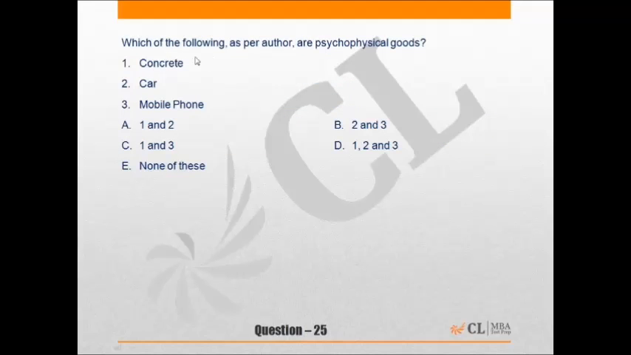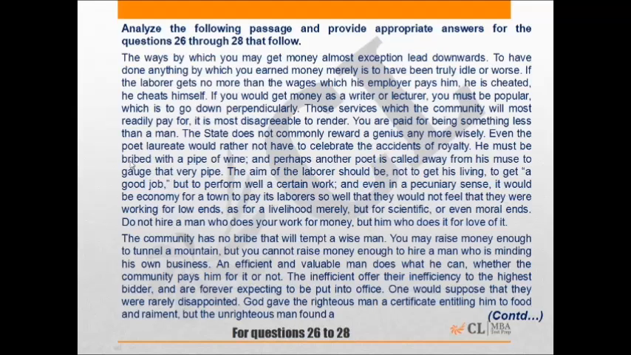The next question is, which of the following as per the author are psychophysical goods? As we've already discussed, psychophysical goods are those that are made up of the same content and have the same effect on the senses of a person. Now, since concrete, cars and mobile phones are all kinds of products that can have various varieties and forms, they cannot be categorized as psychophysical goods. Therefore, none of these is an example of psychophysical goods. So the answer to this question is option E.